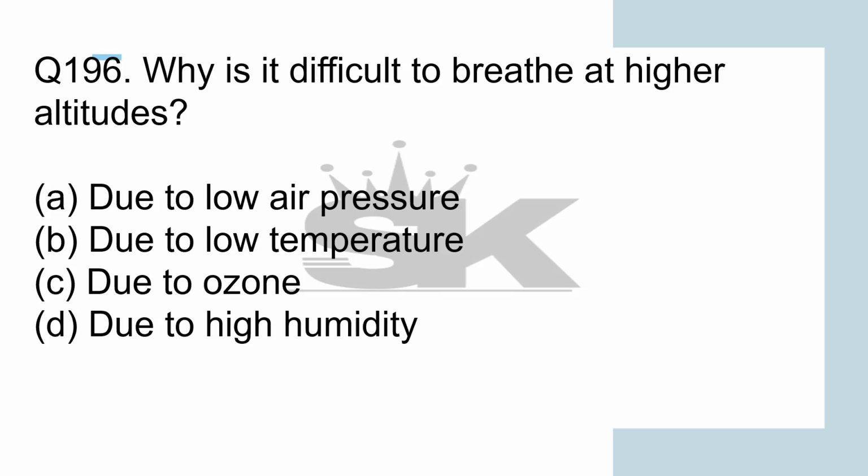Why is it difficult to breathe at high altitudes? When we breathe in air at sea level, the atmospheric pressure is about 14.7 pounds per square inch, which causes oxygen to easily pass through the selectively permeable lung membrane into the blood. At higher altitudes, the lower air pressure makes it more difficult for oxygen to enter our vascular system. So it's due to the low air pressure.